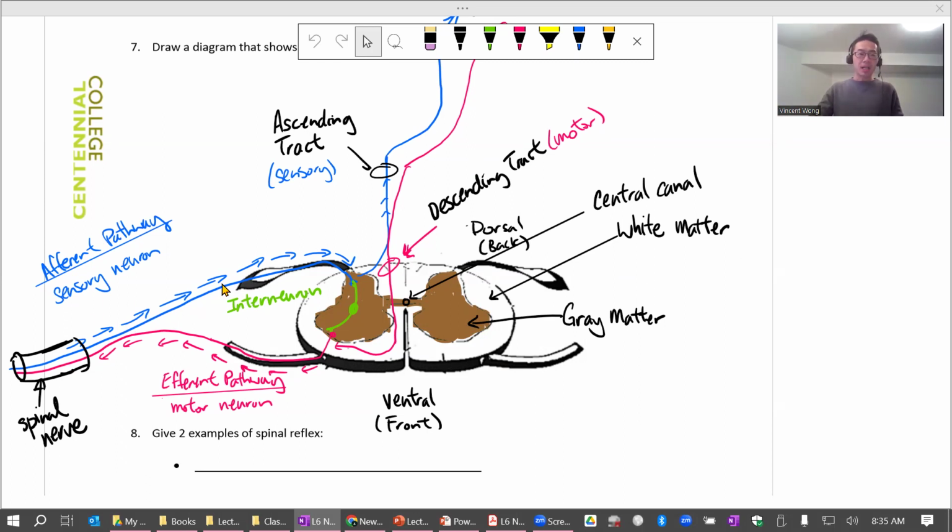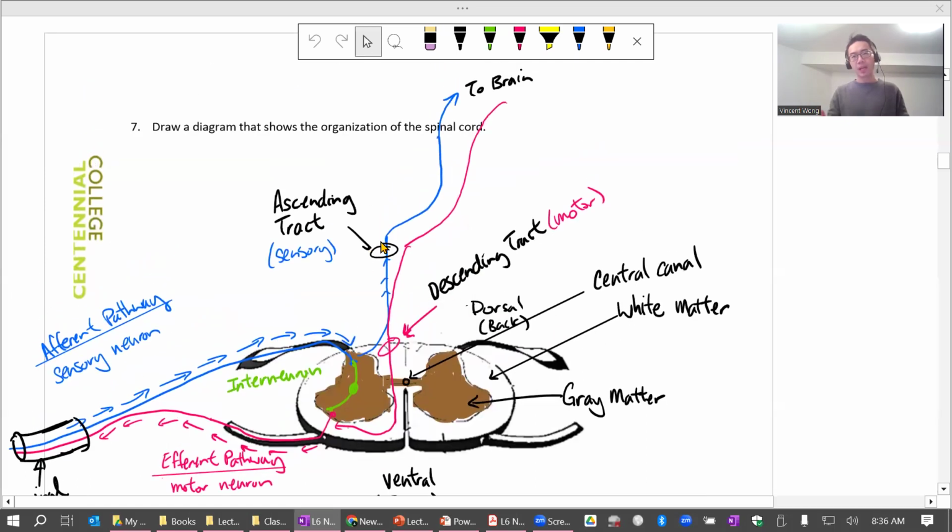At the same time that the signal is relaying to the interneuron, the signal actually splits, and it travels up the spinal cord through the ascending tract. The ascending tract carries sensory information up the spinal cord, usually at the back, and takes it to the brain. I haven't told you where it goes in the brain yet. We'll learn that today. And then the brain is going to further process this information.